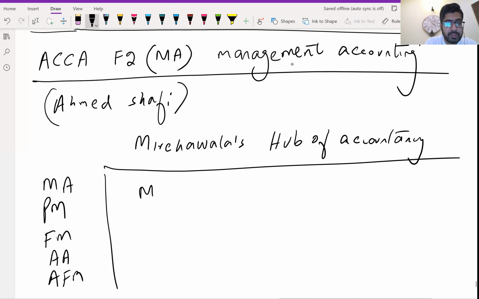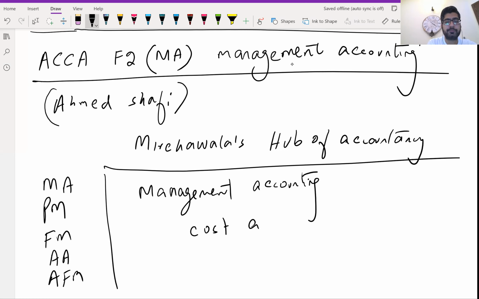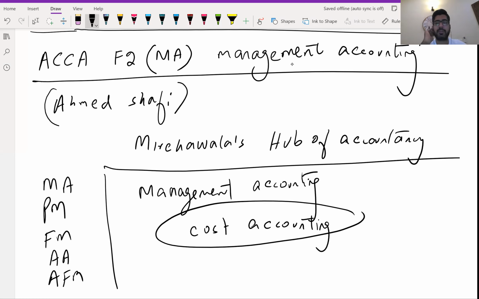Now, management accounting is in many languages also called cost accounting. It's somewhat interchangeable. You call management accounting cost accounting. And in this syllabus, you have everything to do with costs. The paper is of cost accounting. So whatever you have to do that relates to costs, cost control, cost reduction, cost planning, budgeting, everything is included in this syllabus.